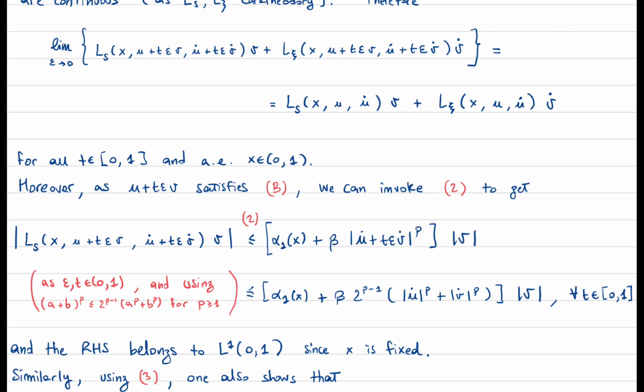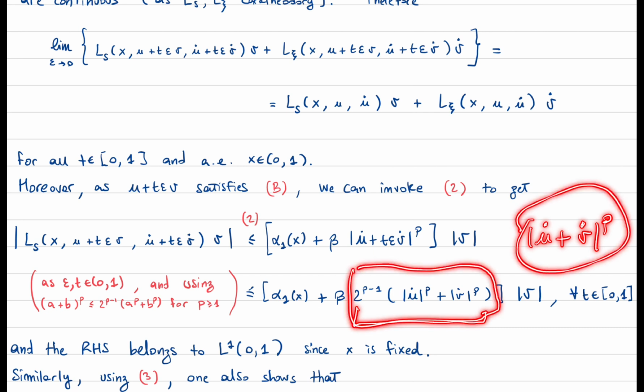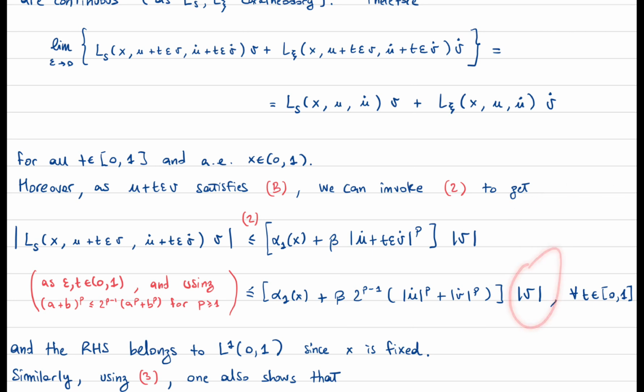Now remember that epsilon and t are between 0 and 1, so we can just throw these two away. And also we can apply this simple estimate here, which says that (a+b)^p is less or equal than 2^{p-1} times (a^p plus b^p). This estimate holds for all p larger or equal than 1. So we can apply it to the absolute value of u dot plus v dot to the power of p, and we obtain this one here. So we can estimate this one by this quantity here, and always times v.